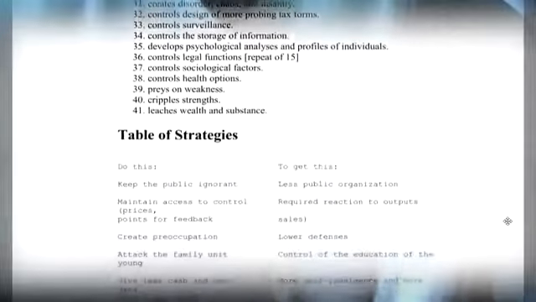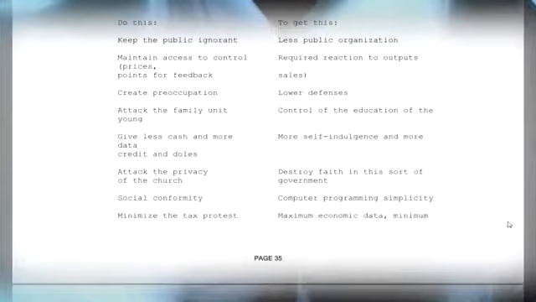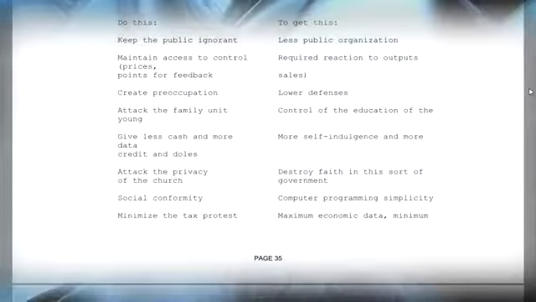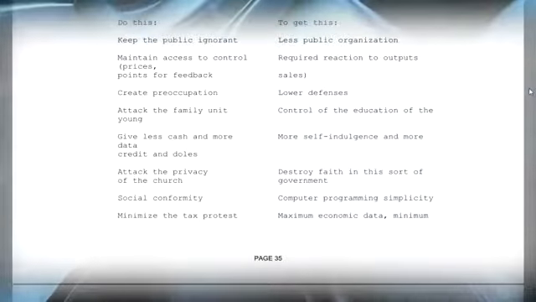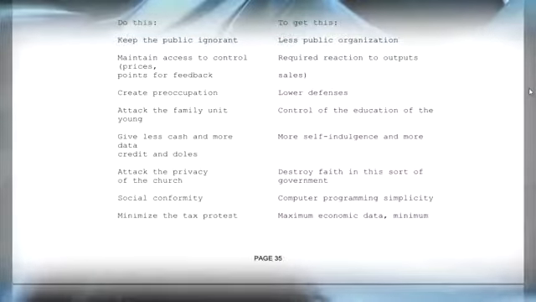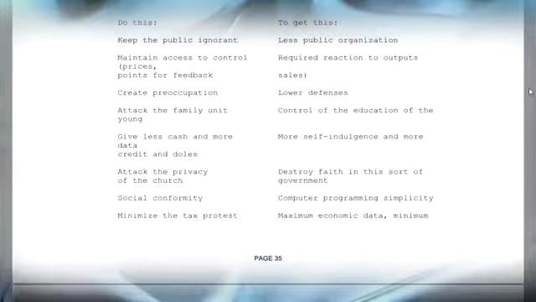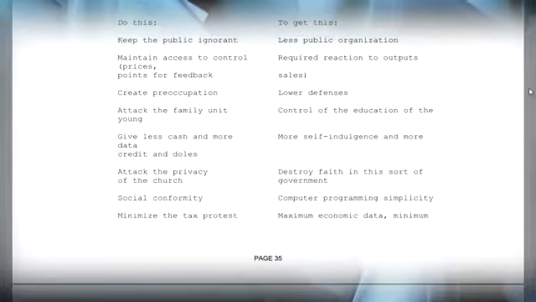A table of strategies. If you do this, you get this. Keep the public ignorant: less public organization. Maintain access to control prices: points for feedback, required reaction to output sales. Create preoccupation: lowers defenses. Attack the family unit: young, control of the education. Give less cash and more data, credit, and doles: more self-indulgent and more dependent. Attack the privacy of the church: destroys faith in the sort of government.